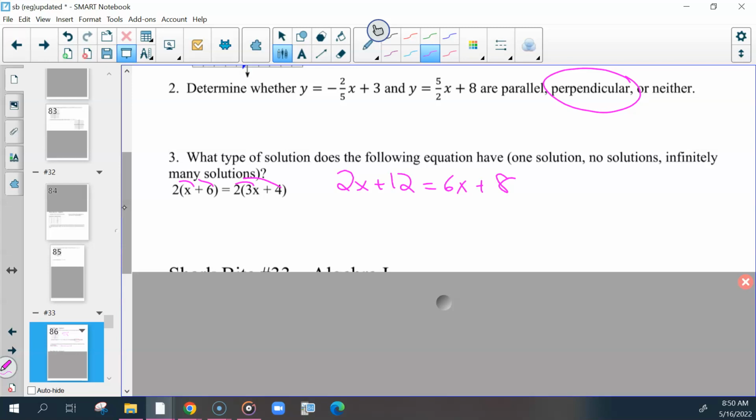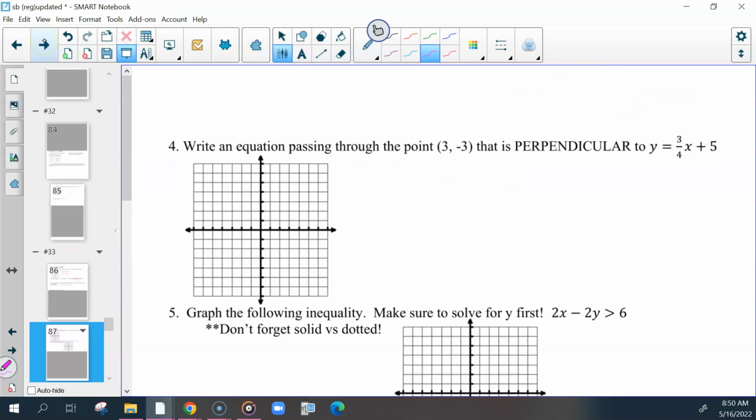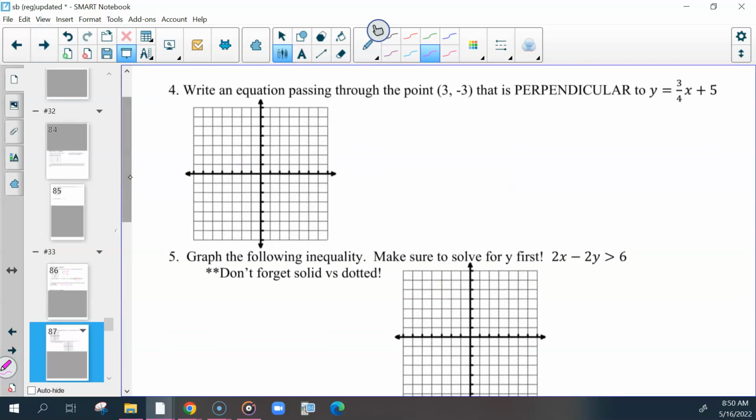Okay, on the back. For number 4, the easiest way to go about this is to start at this point, 3, negative 3. If it's perpendicular, what would our slope be? Negative 4 over 3. So I'm going to use that slope from this point and find my y-intercept. If I go up 4 and to the left 3, I end up at positive 1. So my equation would be y equals negative 4 over 3x plus 1.